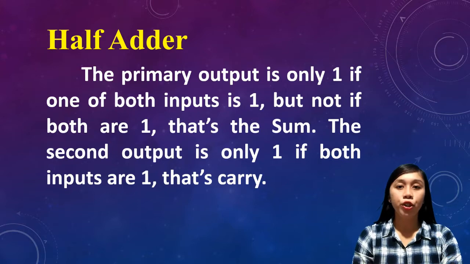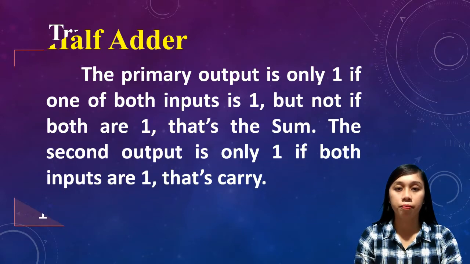In the half adder circuit, the primary output is only 1 if one of the inputs is 1, but not if both are 1, and that's the sum. The second output is only 1 if both inputs are 1, and that's the carry.